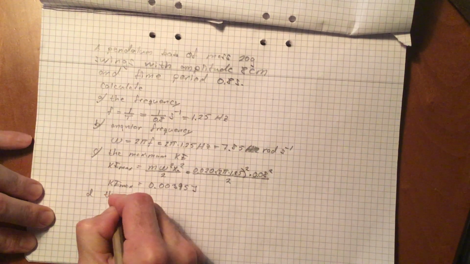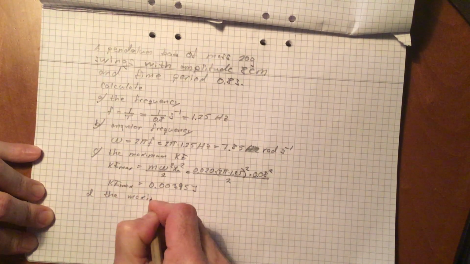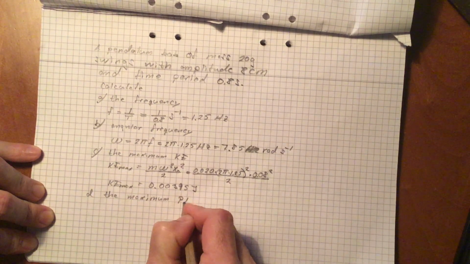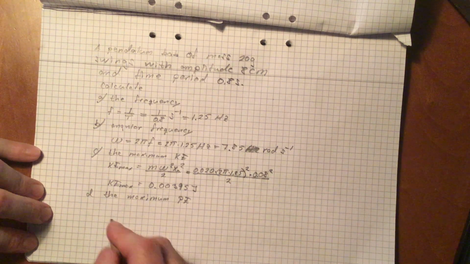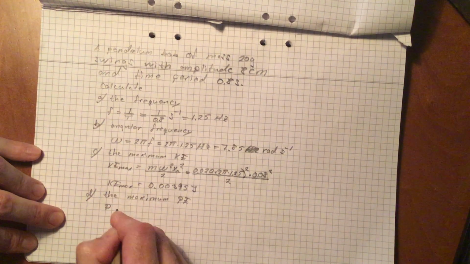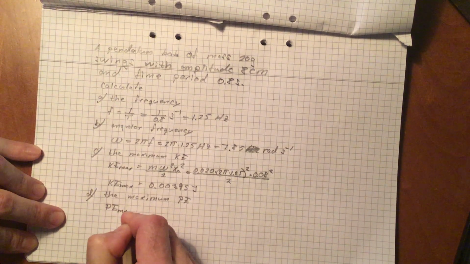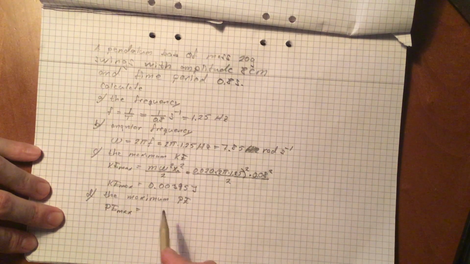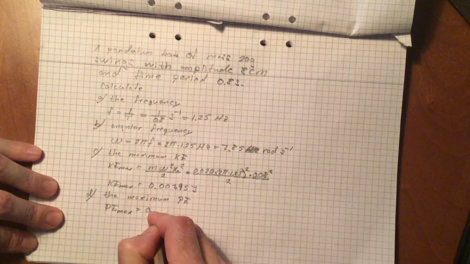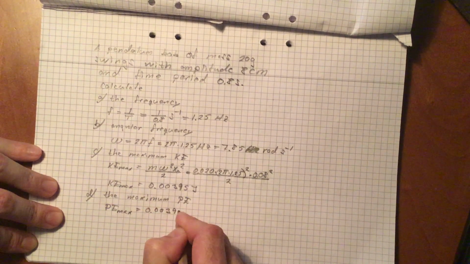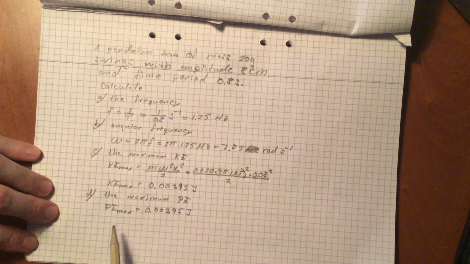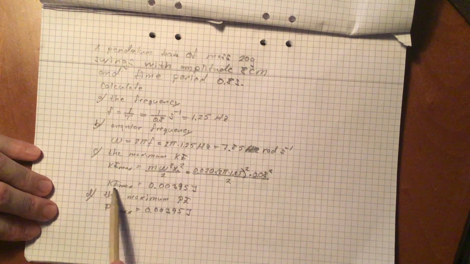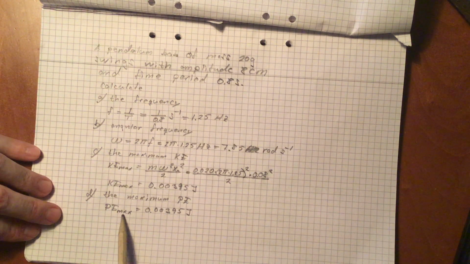D, the maximum potential energy. Can you find it? Well, that's an easy part. The potential energy at its maximum value is the same as the maximum kinetic energy. So it's 0.00395. It doesn't just happen at the same time, it's a moment later. When the kinetic energy is 0, then the maximum potential energy has the same value as the maximum kinetic energy.